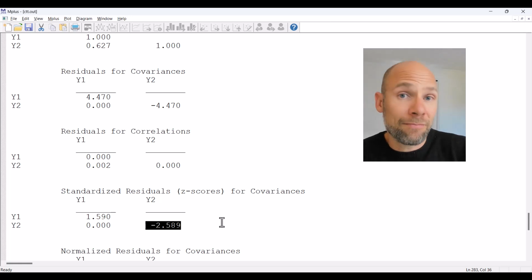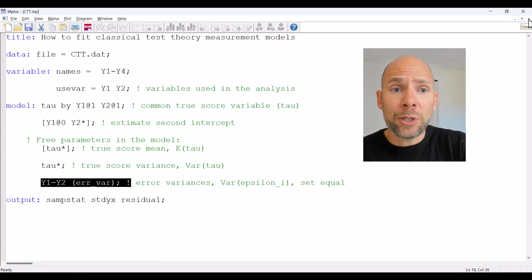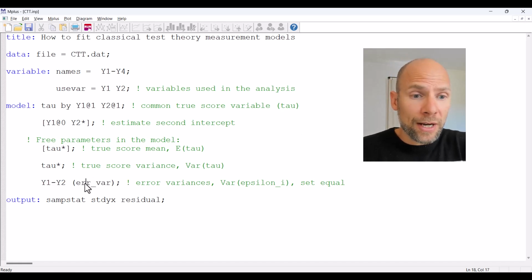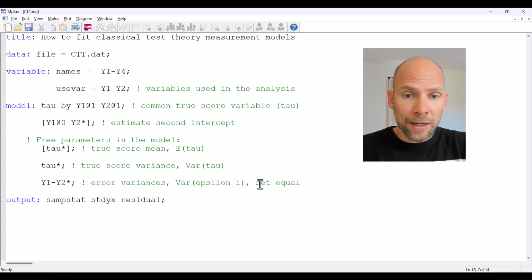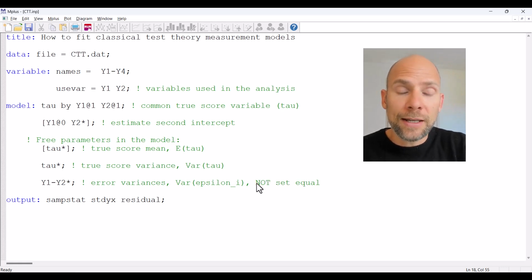So perhaps it's also the case that the variances are not equal, that these variables are not essentially parallel. So what could we do then? If that's also the case, what would be the next step? So the next step could be to relax that assumption as well. So rather than constraining the error variances to be equal, we may decide to freely estimate them. And so then they would no longer be set equal. So error variances not set equal. And so this then turns the model into what we call a model of essential tau equivalence.